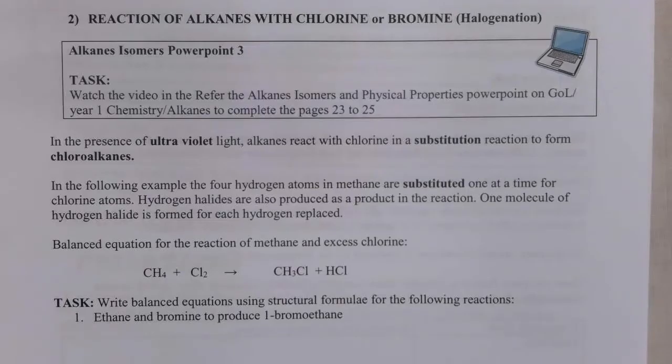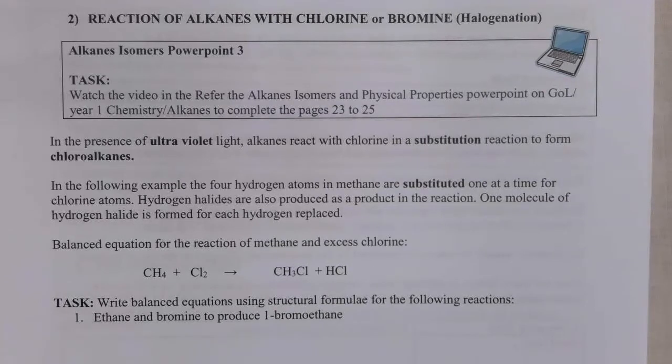So this is the reactions of alkanes with chlorine or bromine to produce a halogenoalkane. In the presence of UV light, that's ultraviolet light, the alkanes can react with chlorine in what we call a substitution reaction. A substitution reaction is where an atom or group of atoms are replaced by a different atom or group of atoms. This is technically a free radical substitution mechanism.